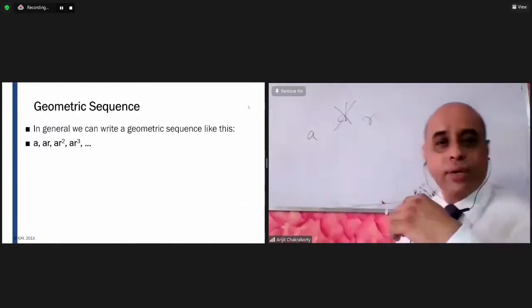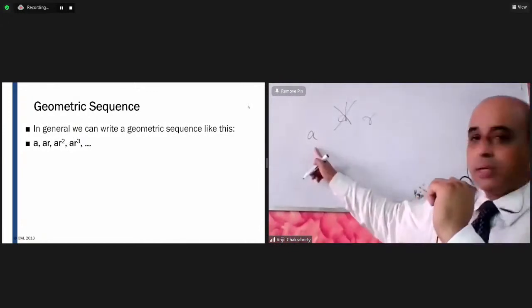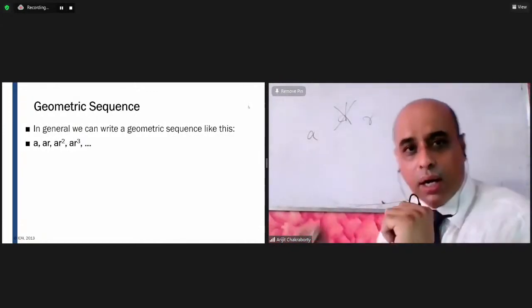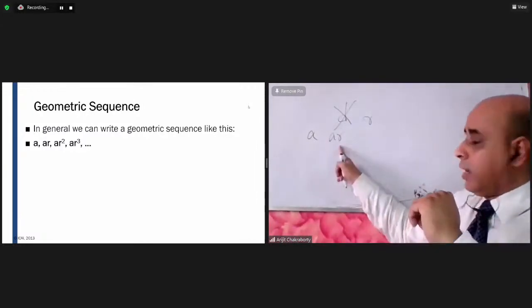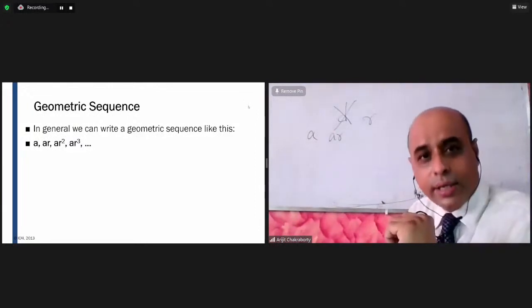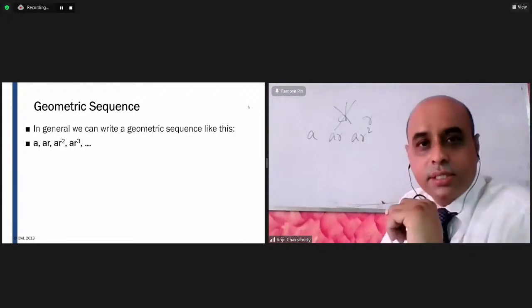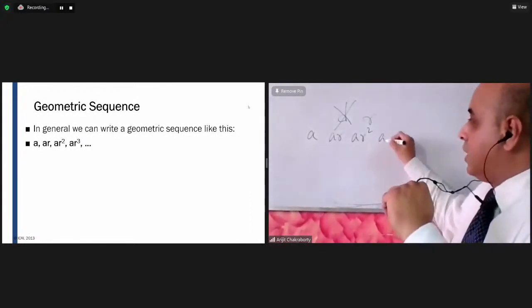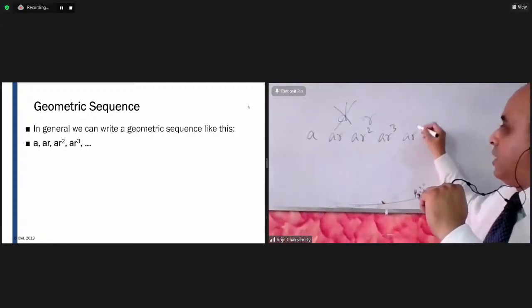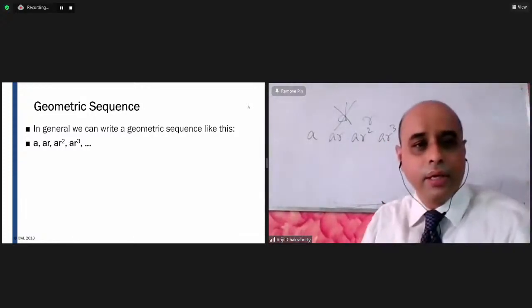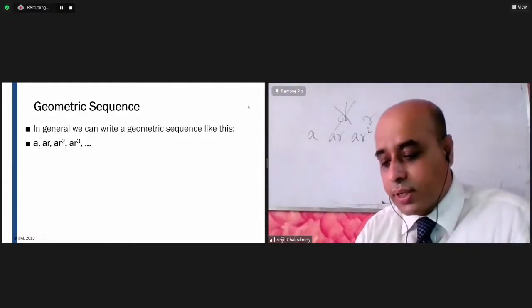Since it is the common ratio, we will multiply each term by the common ratio. First term is A. I multiply A with R, and I get the second term AR. Then again, AR multiplied by R gives AR square. You've already completed indices, and you know the rules. AR square, once I multiply with R, becomes AR cube, AR to the 4, and so on. So this is how the common ratio works.